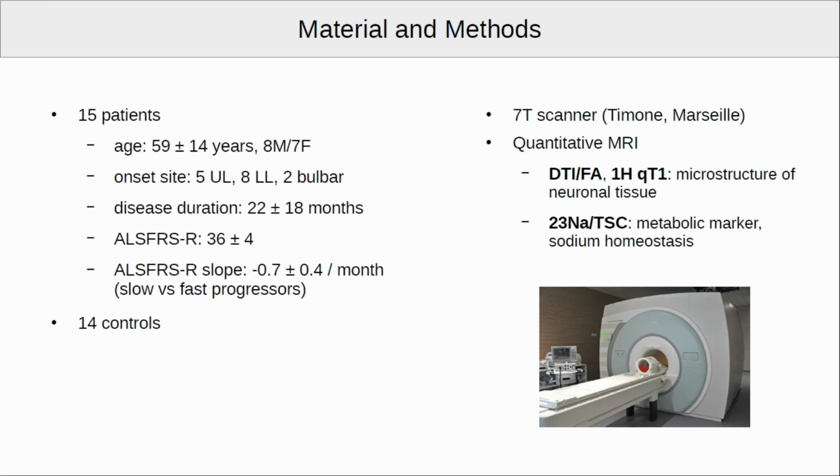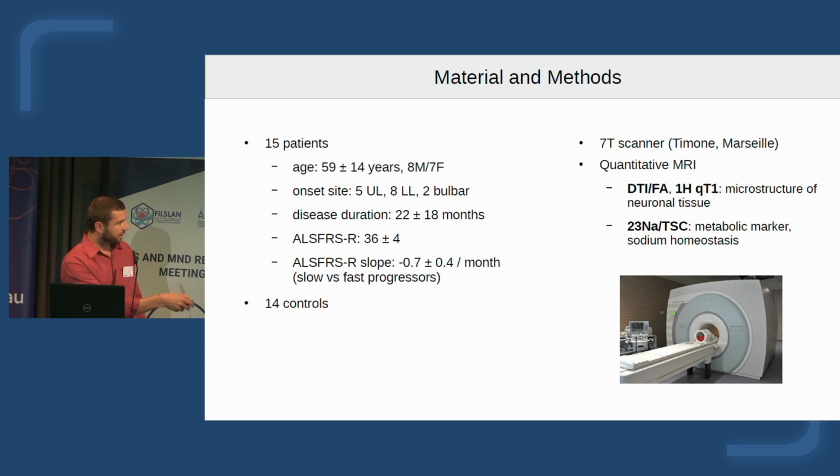We had three modalities of quantitative MRI. One was fractional anisotropy, FA. The other is quantitative T1. Both of them aim to capture the microstructure of the neuronal tissue. Another modality we are considering is the sodium concentration that you can get with specific sequences. This is a metabolic marker related to sodium homeostasis and mitochondrial functioning.